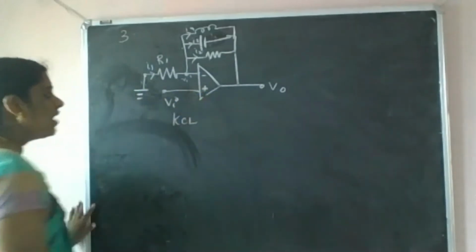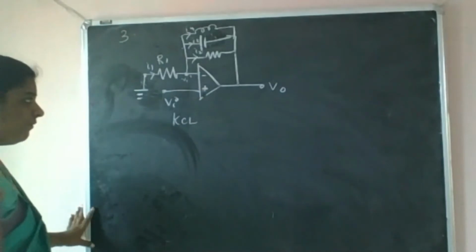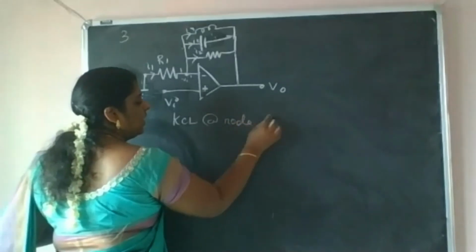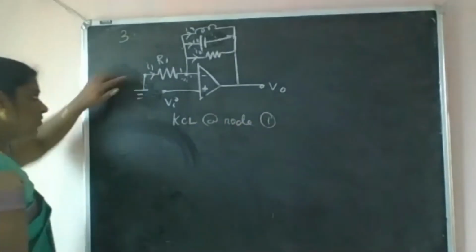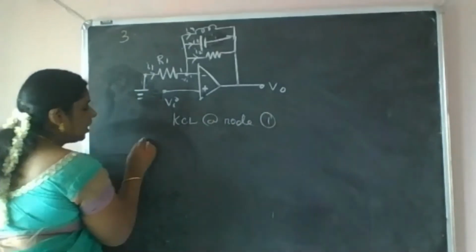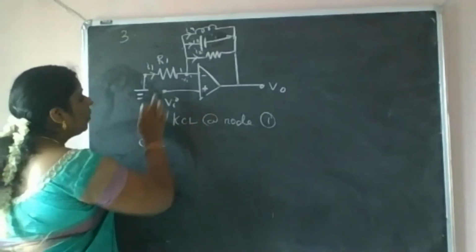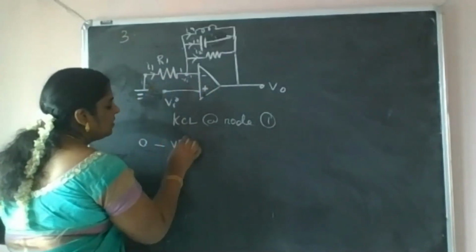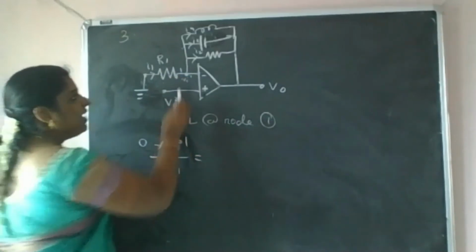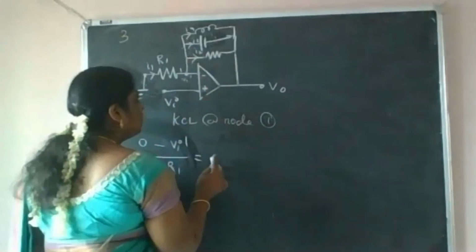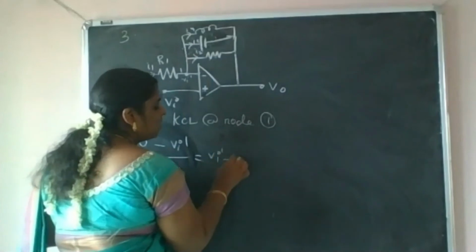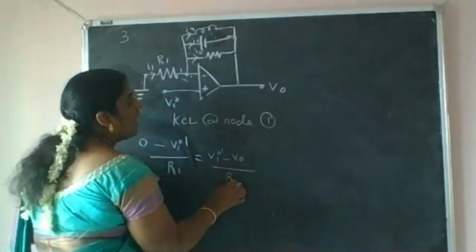Now applying KCL at node 1, this point is connected to the ground, so we get 0 minus Vi dash divided by R1. This is the entering current. The leaving current has three branches. The first one is Vi dash minus V0 divided by R2.